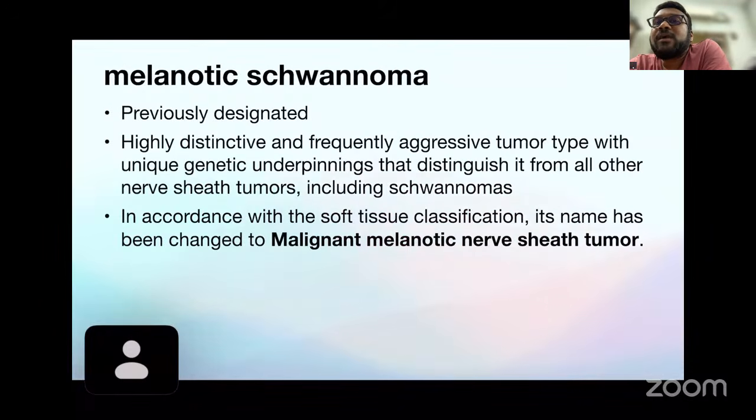And then previously there was one term called melanotic schwannoma. Previously, this was used. It is a highly distinctive and very aggressive tumor with unique genetic changes that distinguish it from all the other nerve sheath tumors. So, in accordance with the soft tissue classification, the term melanotic schwannoma has been changed to malignant melanotic nerve sheath tumor. So the term melanotic schwannoma is no longer used. Rather, malignant melanotic nerve sheath tumor is what is used.